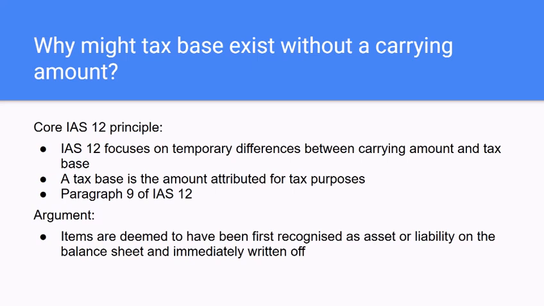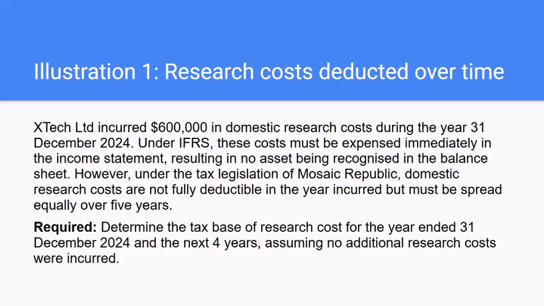So what I'm going to do now is go through two scenarios that are quite common in practice, which hopefully help us to understand the points that I'm trying to make. The first illustration is about research cost deducted over time, and I'm looking at a fictitious company, in quotes, Xtech Limited.